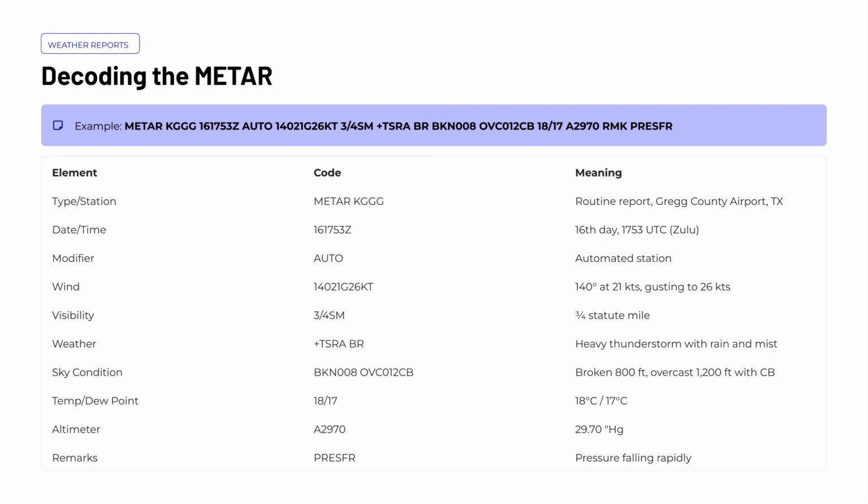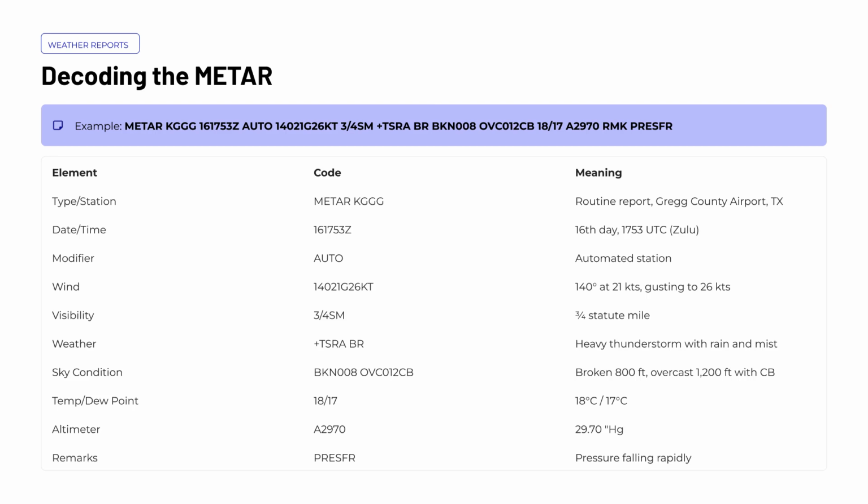Let's break down how to read a METAR, which is the standard format used for aviation routine weather reports. The example on this slide represents a fairly significant weather situation, so it's a great one to decode. Starting from the left, METAR tells us this is a routine weather observation, and KGGG identifies the station as Gregg County Airport in Texas.